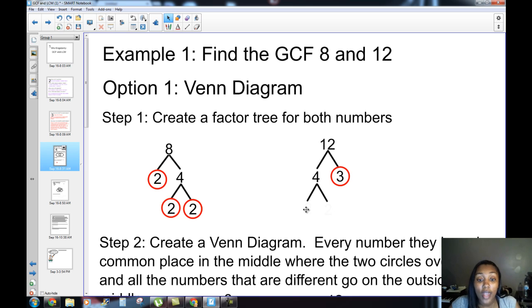So now we have to ask, well, what multiplies to give me 4? Well, again, we know that 2 times 2 multiplies to give us 4. So once again, we're going to circle both of those 2's because they're both prime numbers and stop.